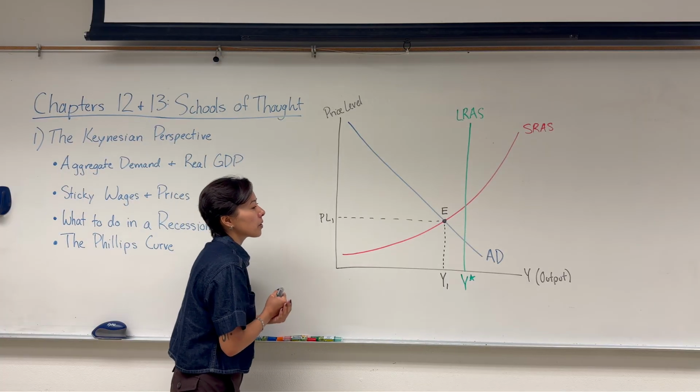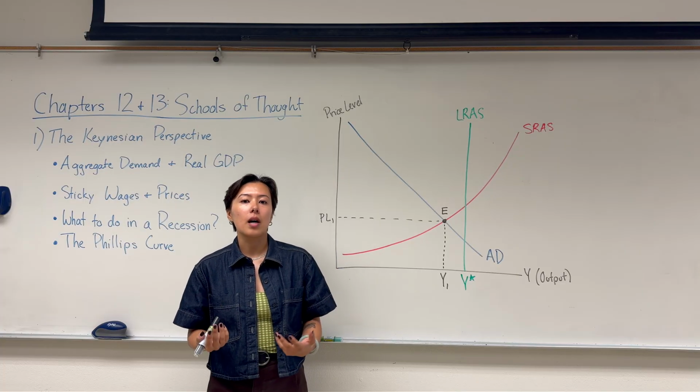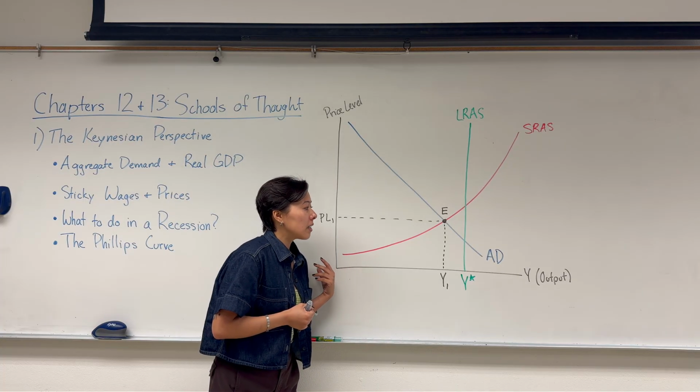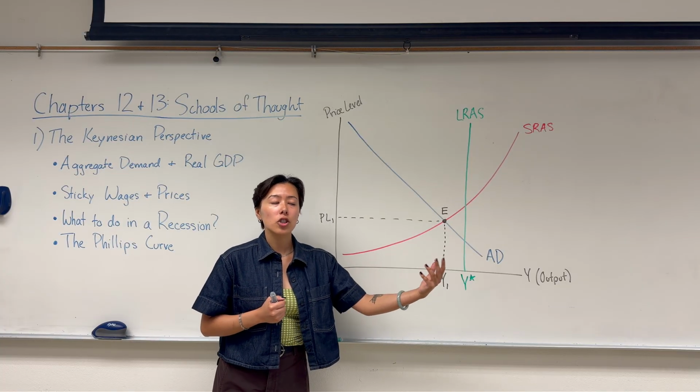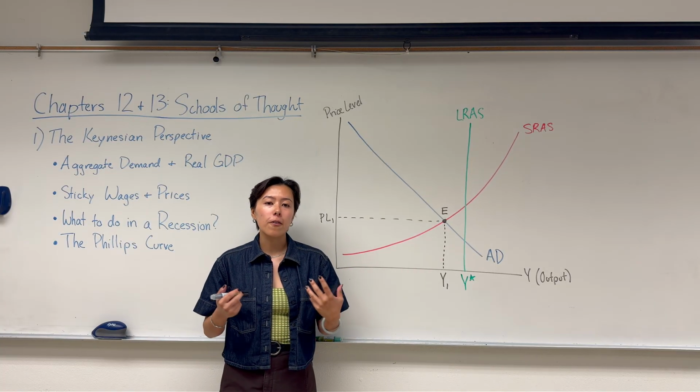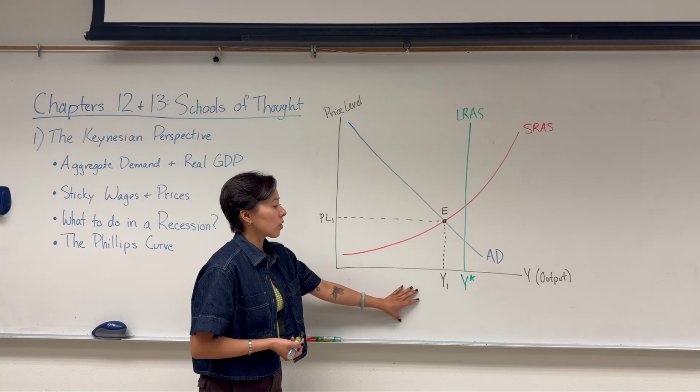Now, the main purpose of this Keynesian perspective is that demand creates its own supply. So if aggregate demand is not high enough to encourage full production, then our economy is going to fall into what's called a recessionary gap. And that is what's illustrated here.